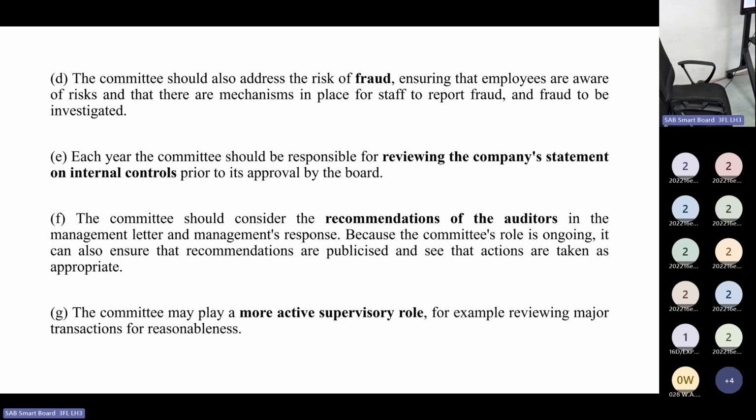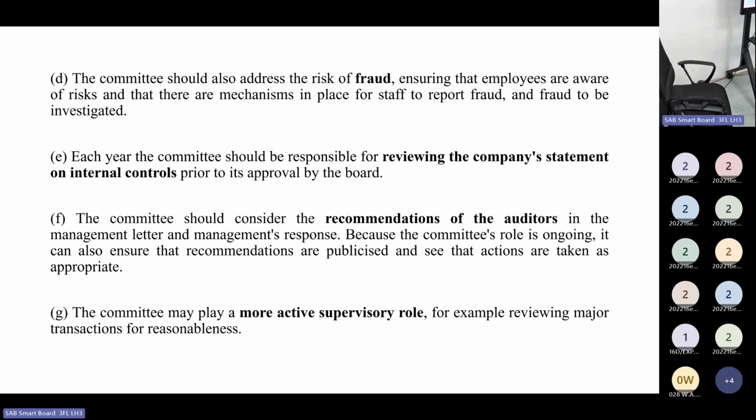Right? Last one is, the committee may play a more active supervisory role, for example, reviewing major transactions for reasonableness. Other transactions, especially related party transactions, when they are happening, how the transaction was recognized, what controls are being used. Related party transactions are very tricky transactions. How these things were passed, how they are being recorded, what sort of internal controls are being used. So those things also they need to take care of.